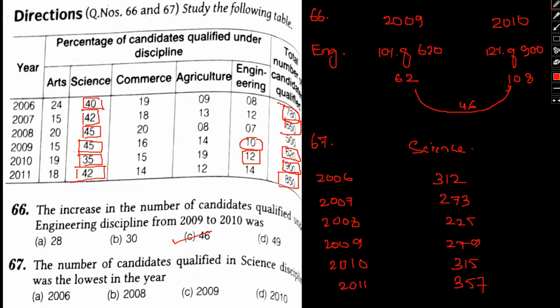Now if we look at this particular data, we can see in 2008 we have the lowest value of 225. So 2008 will be the answer. I hope the way we solve this question is clear to you. It's a very basic DI. If you have any doubt, just go through the video. It will be clear.